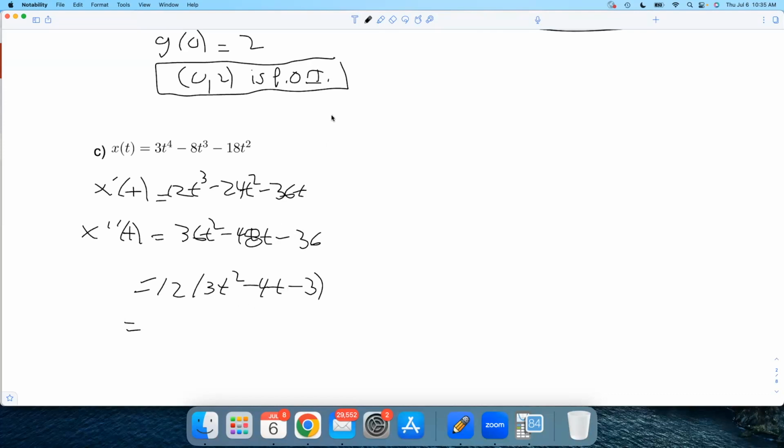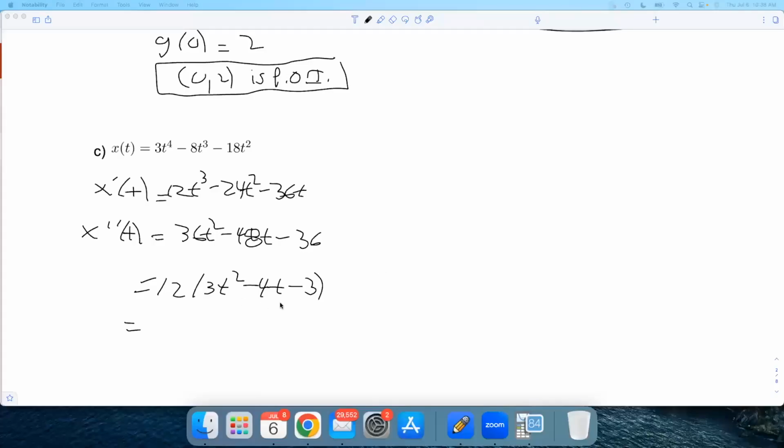I'm not sure that's going to factor. I need to make sure that's going to factor before I spend 10 minutes on it. Okay, yeah, it's not going to factor, so let's use the quadratic formula. So we want to set 3t squared minus 4t minus 3 equal to 0.